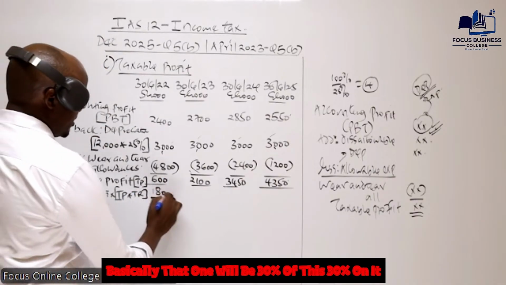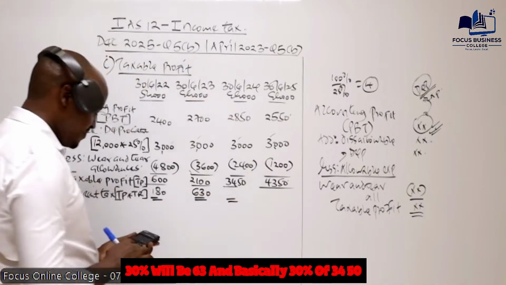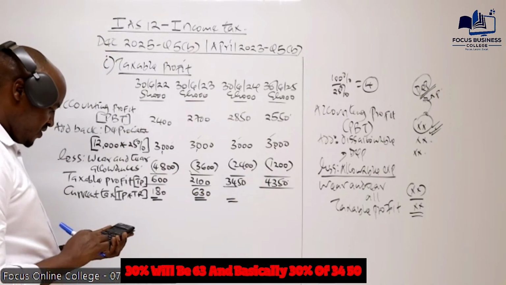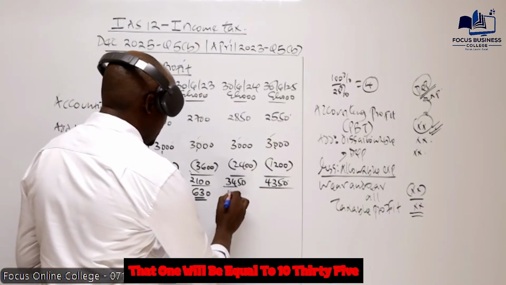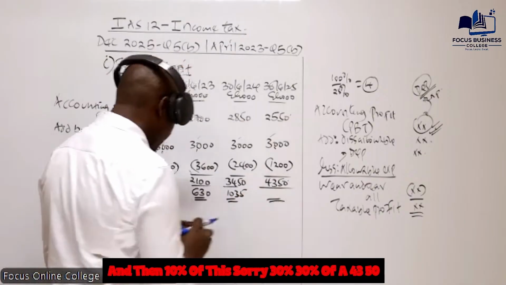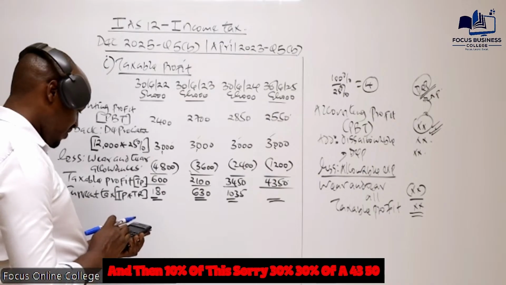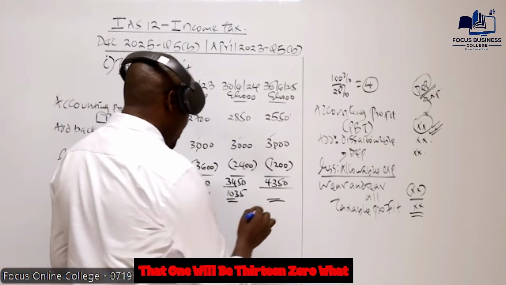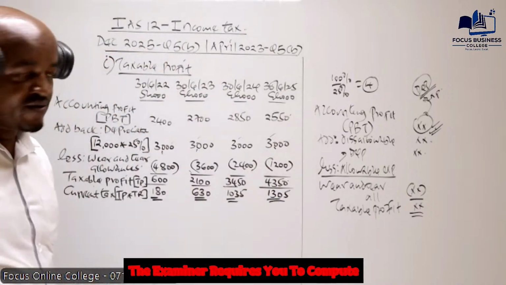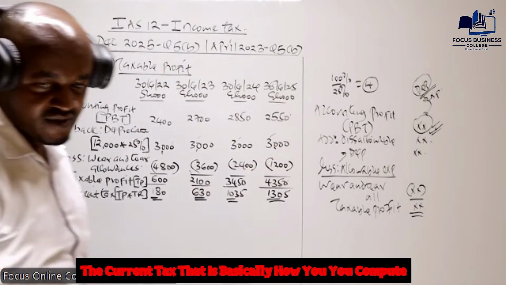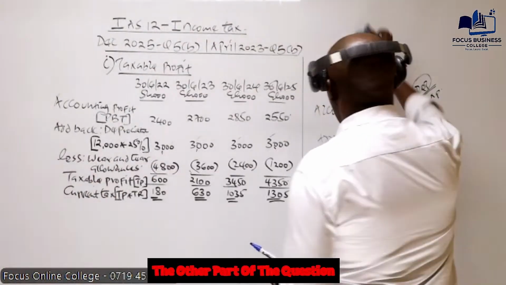30% of 180 would be 63, and 30% of 3450 would be equal to 1035, and then 30% of 4350 would be 1305. So in case the examiner requires you to compute the current tax, that is basically how you compute that. Let's move to the other part of the question.